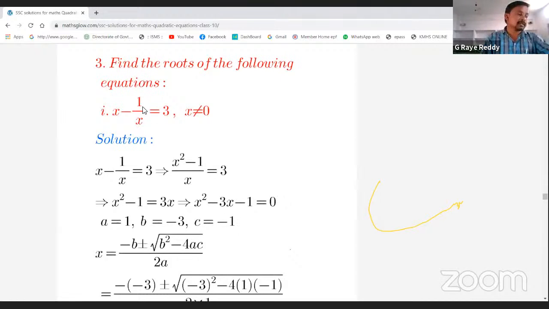Find the roots of the following equations. It is an important bit. In this third bit we have two problems. These two problems came in the public examination for 4 marks. What is that? x minus 1 by x is equal to 3, where x is not equal to 0. So we should not substitute x equal to 0 in the given equation.